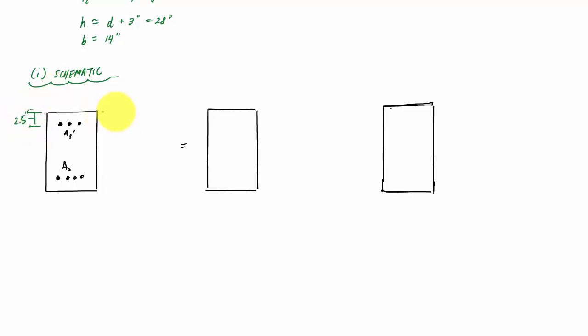We'll have a d of 25 inches, and a b of 14 inches. If you want to go smaller, you'd have to design starting with smaller numbers. This additional distance right here is 3 inches. So first we're going to attack the singly reinforced part.